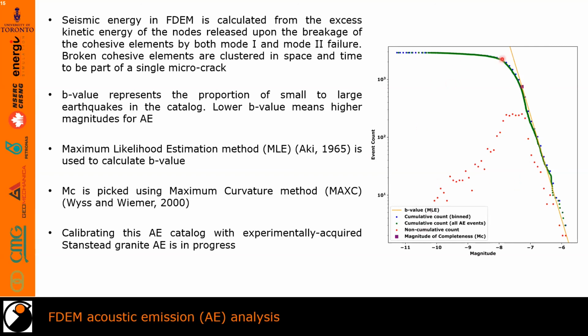This is an example of the acoustic emission catalog generated from a finite discrete element method simulation for one of our synthetic granite samples, where the cumulative and non-cumulative frequency-magnitude distributions are plotted and analyzed by calculating the p-value. The p-value represents the proportion of small to large acoustic events in the synthetic catalog. It is calculated here using the maximum likelihood method, which is characterized by less sensitivity to the existence of outliers, but it highly depends on the choice of magnitude of completeness of the synthetic catalog, which is calculated using the maximum curvature method, basically the magnitude with the highest frequency in the non-cumulative frequency-magnitude distribution. Currently we are setting up an apparatus to record acoustic emission during the loading of Stanstead granite to calibrate this FDEM synthetic catalog.